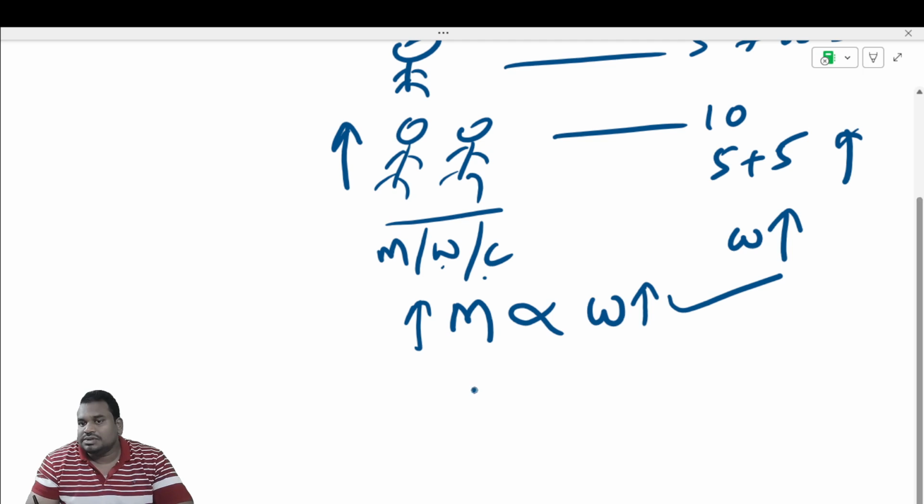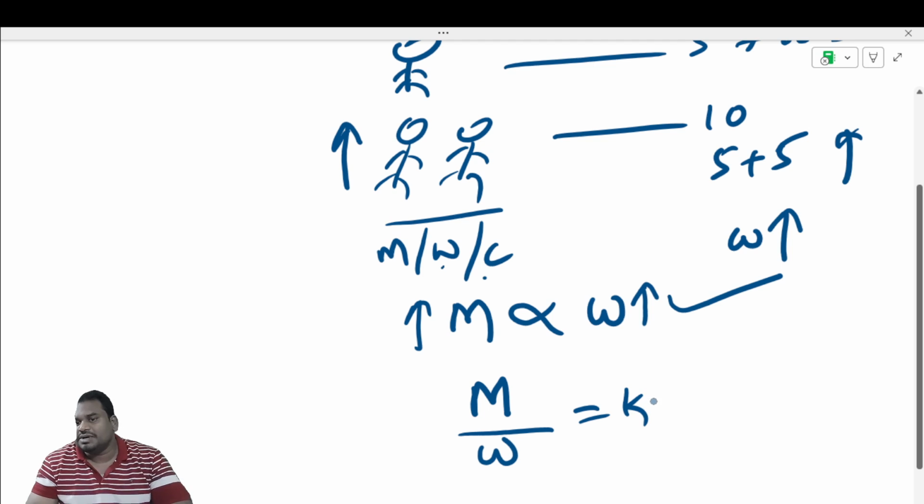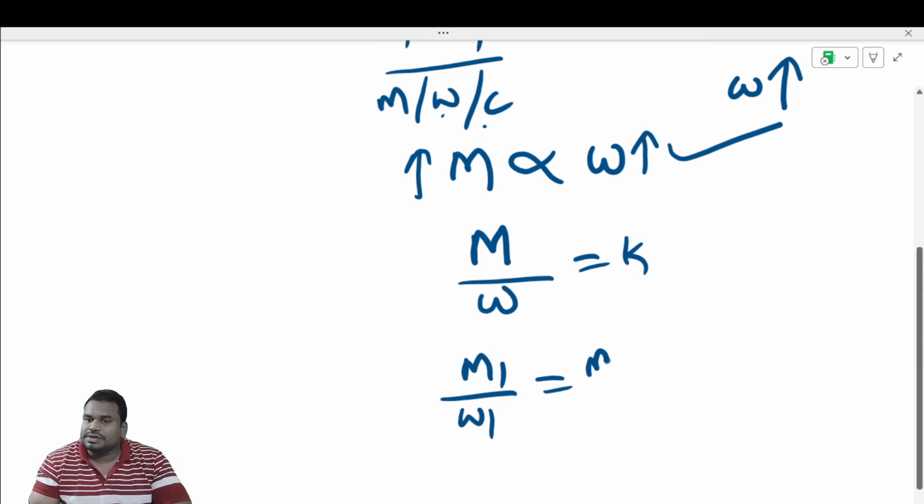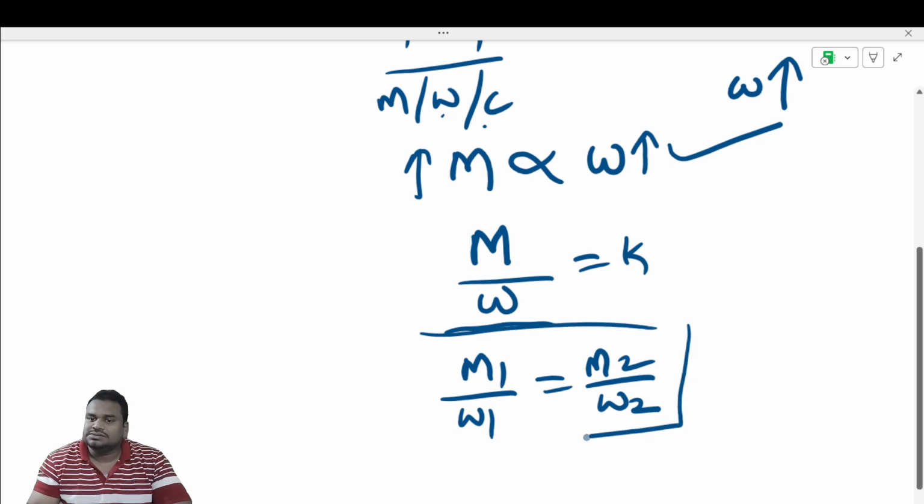So now I'll do one thing. I'll take this to this side. As this is proportional, it will become a constant. M by W will become a constant. It means M1 by W1 will become equal to M2 by W2. So this is one case.